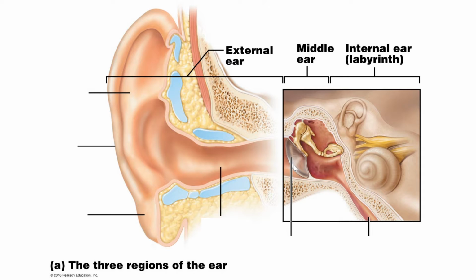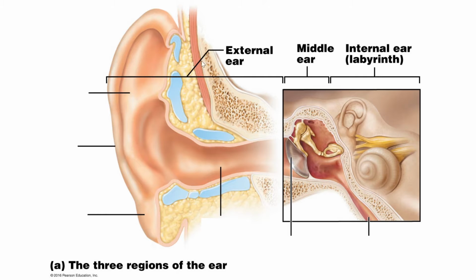So the eardrum is the boundary between the external ear and the middle ear. The middle ear includes the eardrum right here and all of these little bones. And then finally, the internal ear includes these kind of weird looking things. That's the cochlea, and those are the semicircular canals. We'll label them and talk about them in more detail later.